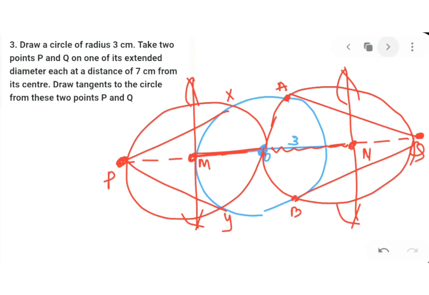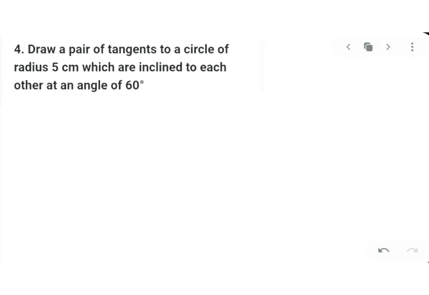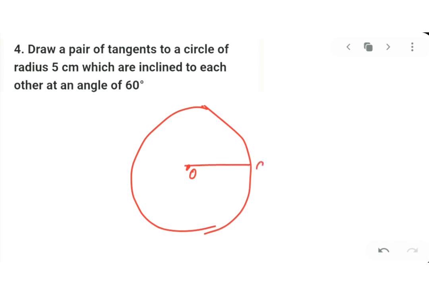Perfect. Let's take problem number 4, which goes, draw a pair of tangents to a circle of radius 5 centimeter, which are inclined to an angle of 60 degree. Now, first you have to draw a circle, of course. So, I'll draw a circle of 5 centimeter radius. The center is O. I'll take any point on the circumference. Let it be Q here.